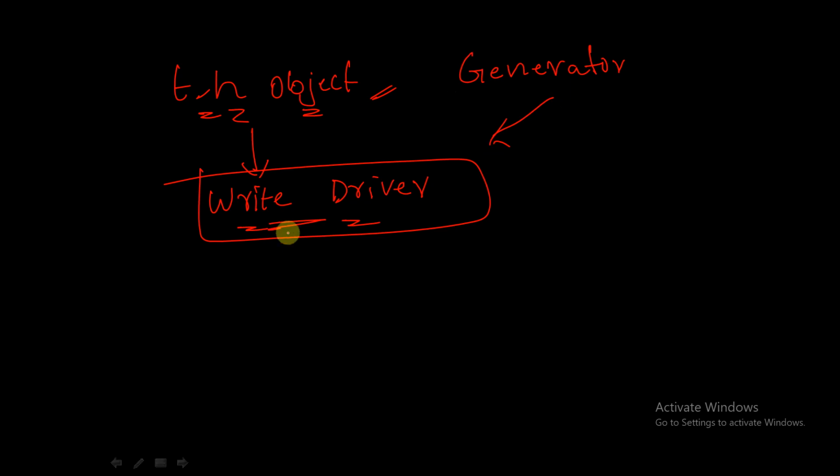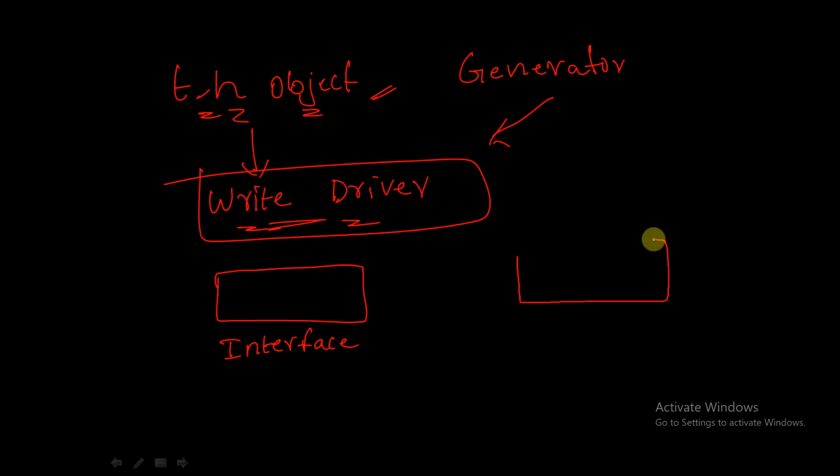This write driver is going to have the interface instance, right? It will take the variables one by one. Let's say on the left hand side we have the interface instance, this is our interface, and on the right hand side we have the object. Let's say our interface instance name is inf. So inf dot write, this is the write driver, right?